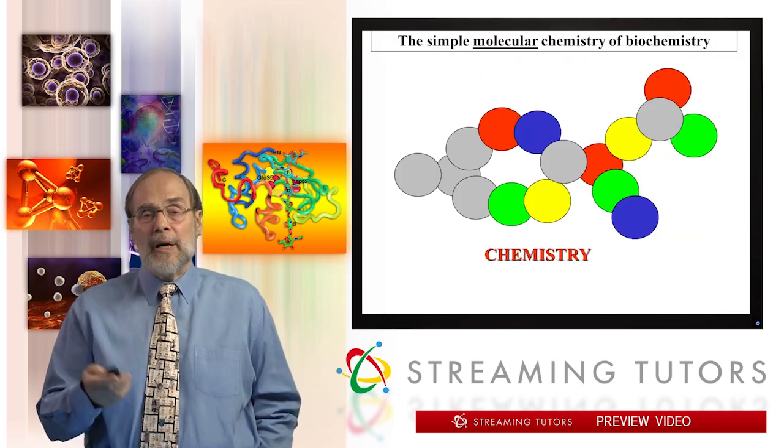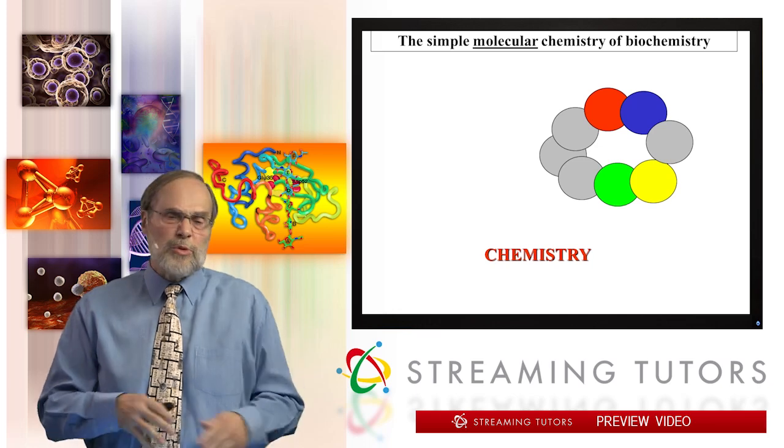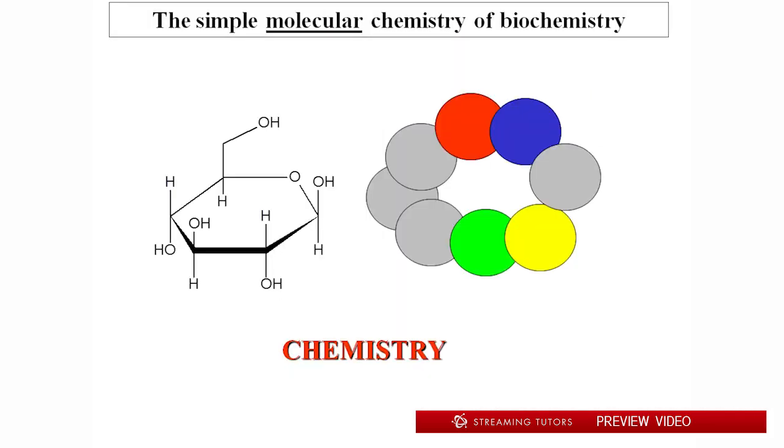So let's look at the next level of complexity, the molecular chemistry underlying biochemistry. So this is our just imaginary molecule here. Let's make another imaginary molecule that's roughly the same size, let's say, as glucose, diagrammed here to your left in the standard stick display. Stop and look at the number of atoms in a glucose molecule. If we pause the tape and count them, you'll find there are 24. So only a few more than you have fingers and toes. And in fact, they're all of three types: carbon, oxygen, or hydrogen.